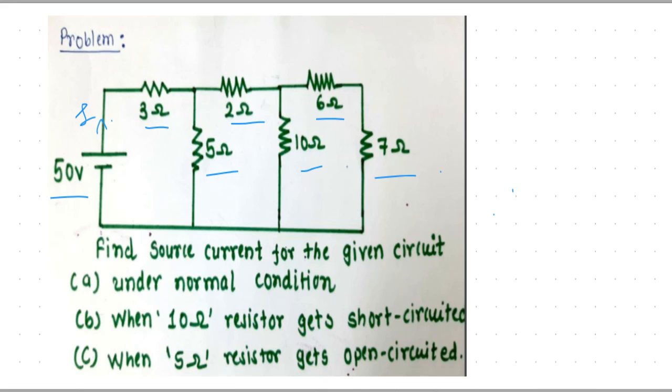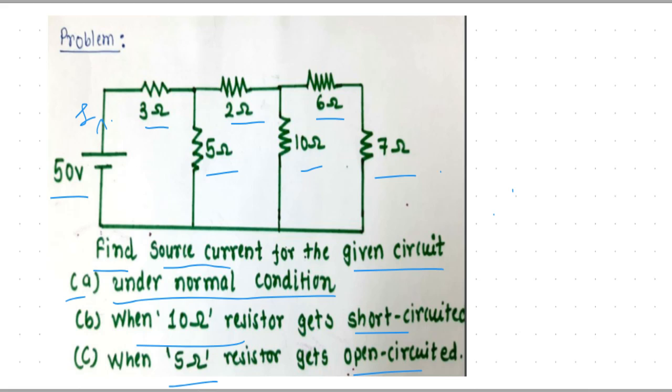So first of all, I will go through the question only. Here you have to find source current of the given circuit under normal condition, when 10 ohm gets short circuited, and when 5 ohm resistor gets open circuited. So first of all, I will take the first case, A part, under normal condition.